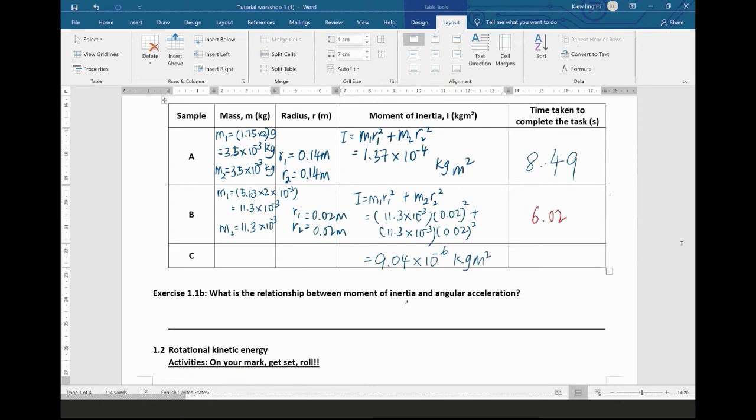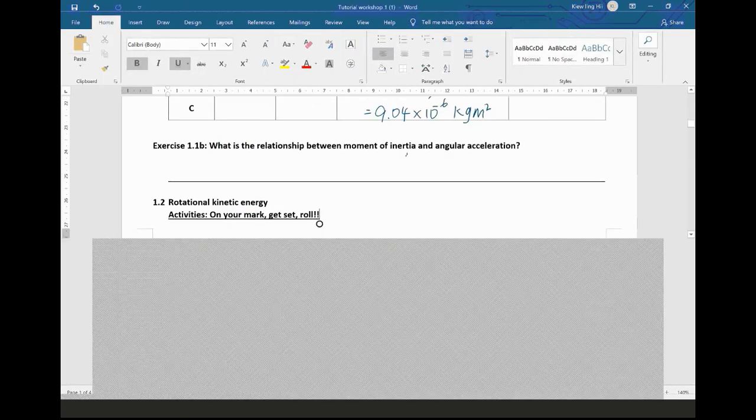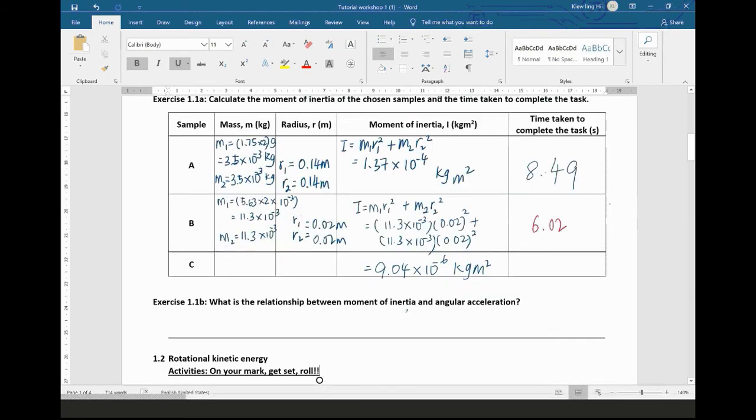If you look at the moment of inertia for both samples, even though 20 cents has higher mass compared to sample A, in the final calculation it is very obvious that sample A has higher moment of inertia. So that's why it needs longer time to complete the action, because it is harder to rotate compared with your sample B.